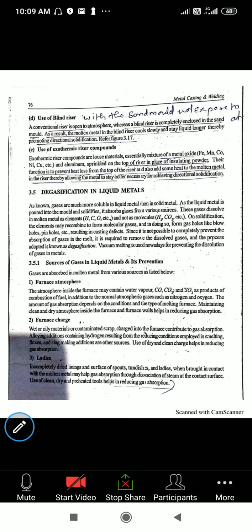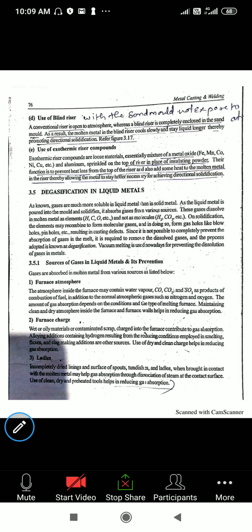Another important concept is degasification in the liquid metal. See, what do you mean by degasification? When the metal is melted in the furnace, at that moment some atmospheric gases are trapped in the molten metal, or you can say inserted in the molten metal, at that moment also.